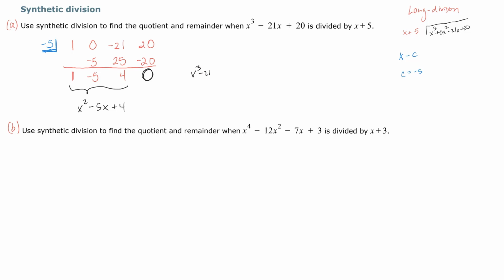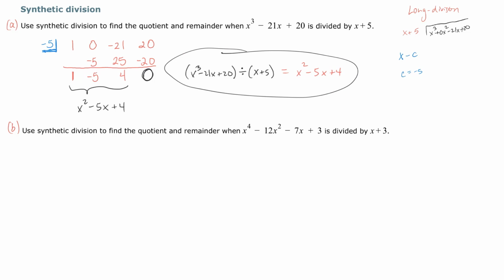X cubed minus 21x plus 20 divided by the factor, or divided by the divisor of x plus 5 gets you this, x squared minus 5x plus 4. You get a quotient with 0 remainder. Go ahead and try to do example B on your own. You could pause the video, and when you're ready to check your answer, go ahead and unpause the video and reveal the solution.